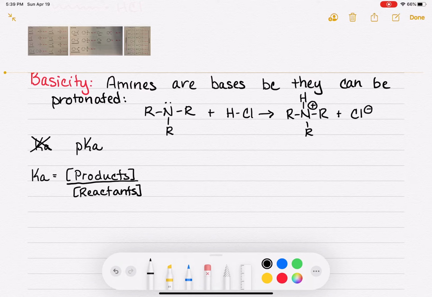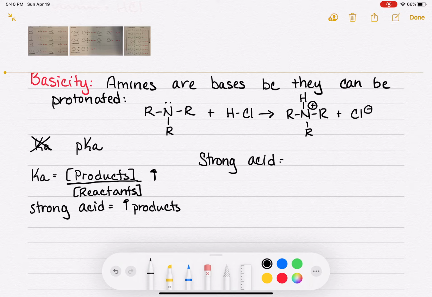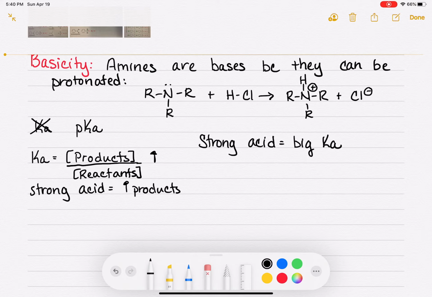And so if we have a strong acid, by definition, that means that we have a lot of products. And the stronger the acid is, the more products we have. So for a strong acid, if we have a lot of products, if that's a big number, the value of Ka is high. So strong acids have big Ka values, and weak acids have small Ka values.